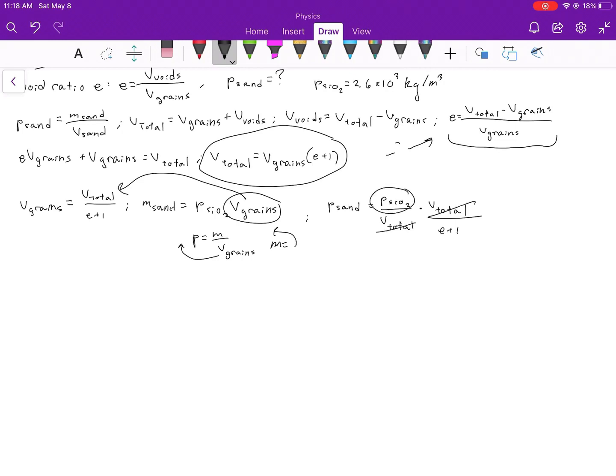We can cross this out. We know what this is equal to, and we know these variables, numbers. e is 0.8. And then we get 1.4 times 10 cubed kilograms.